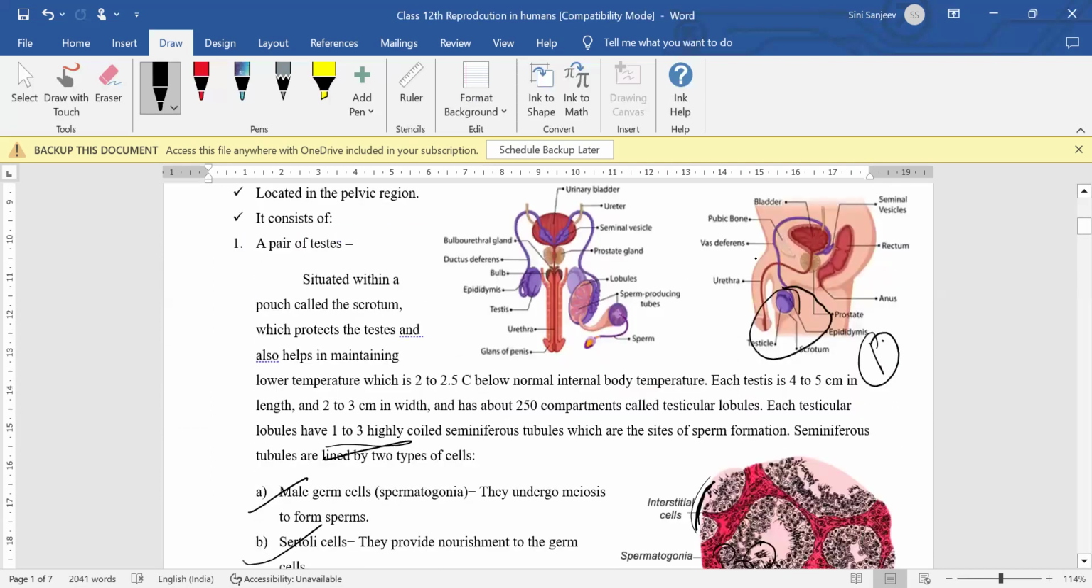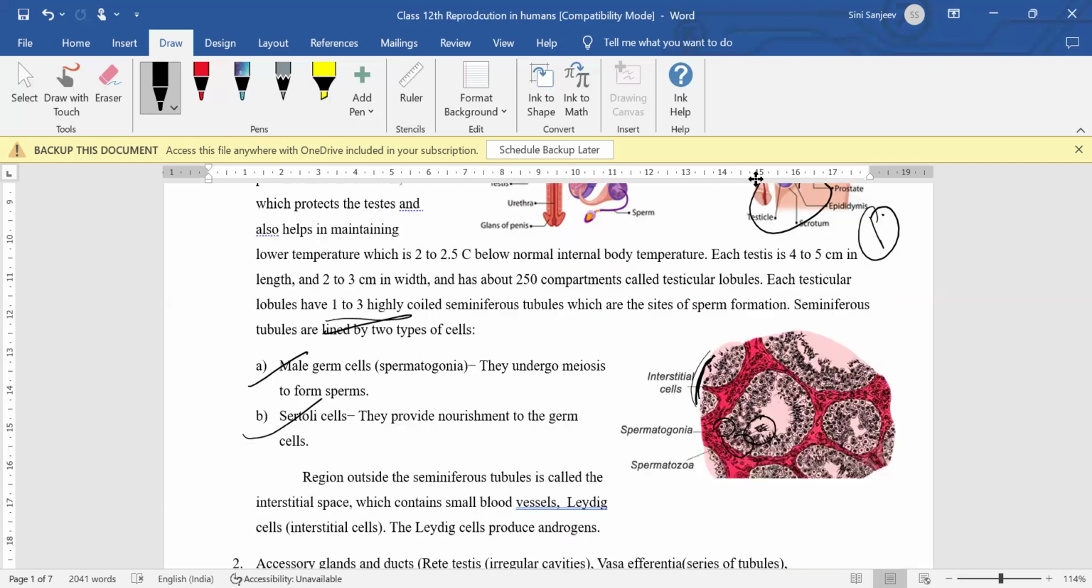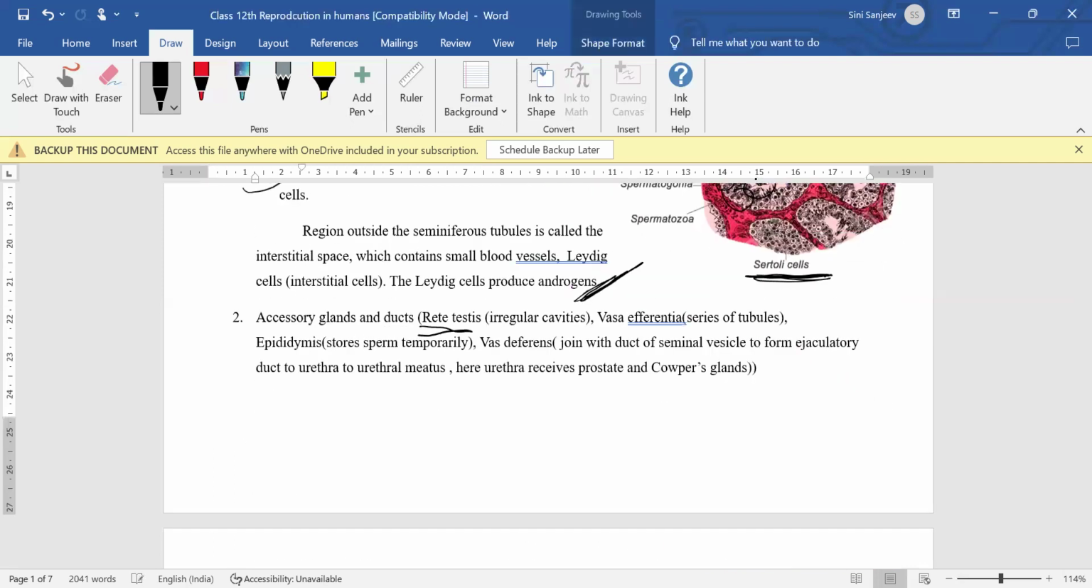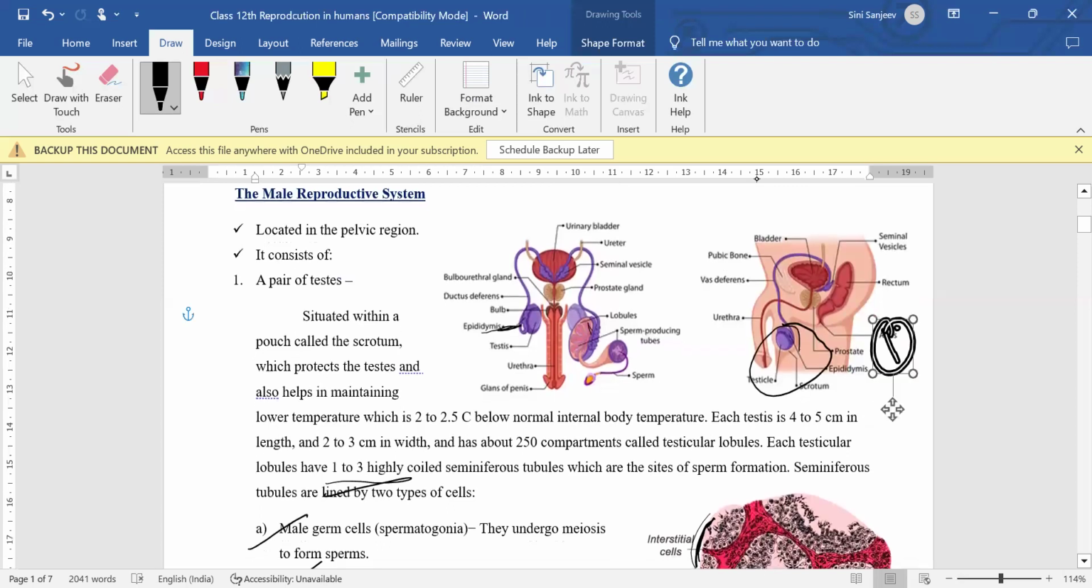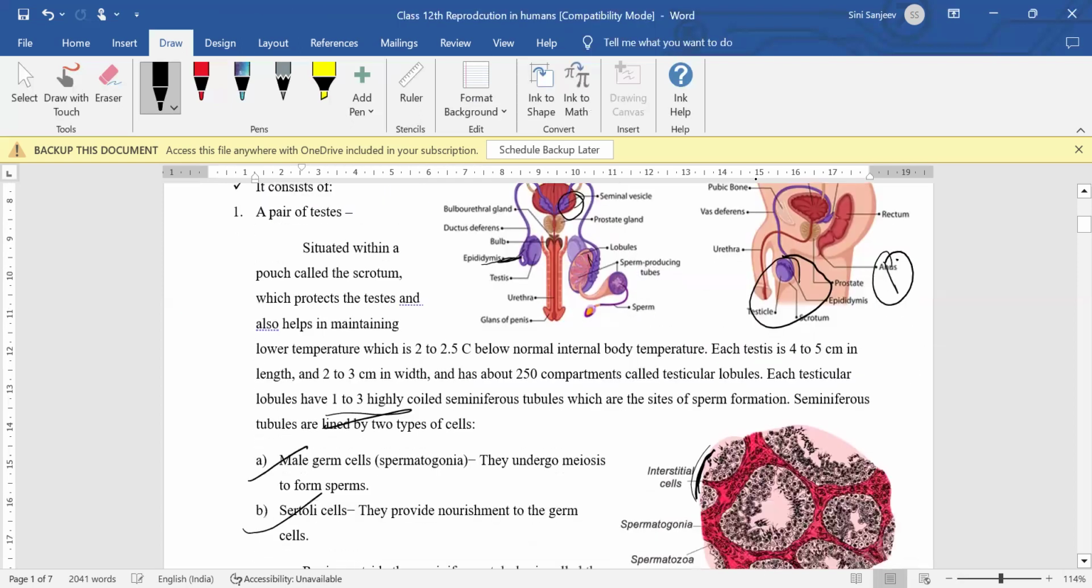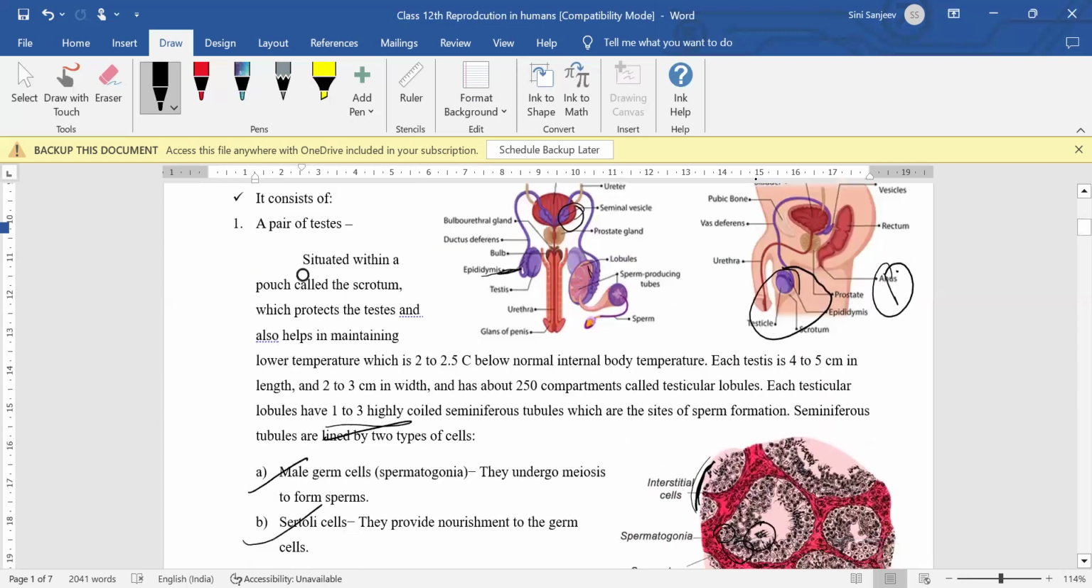Now, if you see over here, this is the epididymis, right? You have the small lobules over here, and the sperm producing tubes are also there. From here it goes into the epididymis. What is the role of the epididymis? To store the sperms temporarily. Once it stores them, the vas deferens is going to join the seminal vesicle to form the ejaculatory duct. So this entire part which you have over here is the ejaculatory duct.